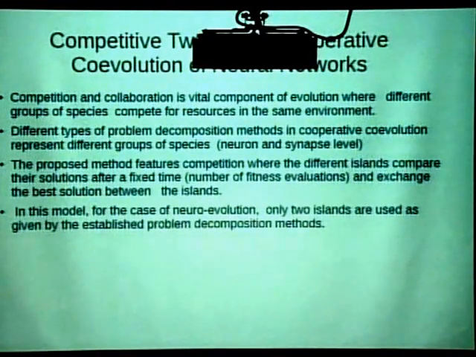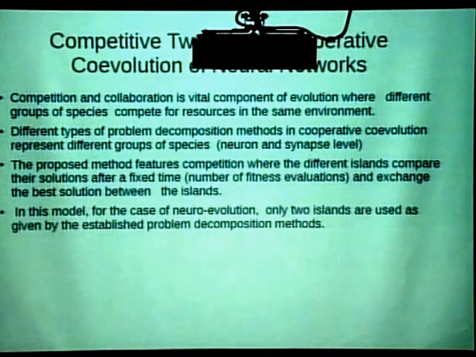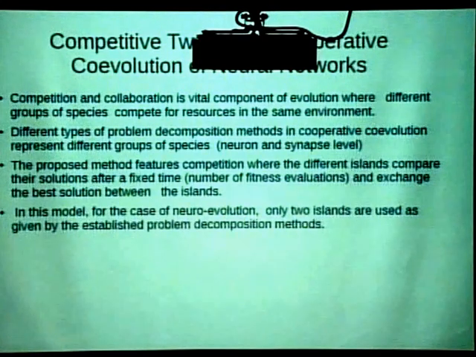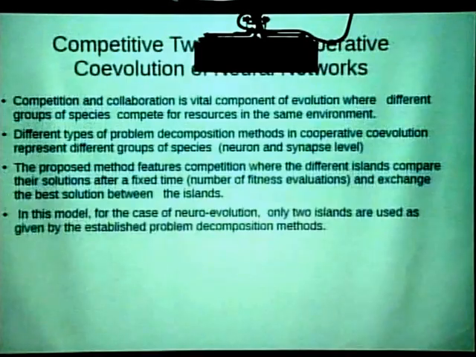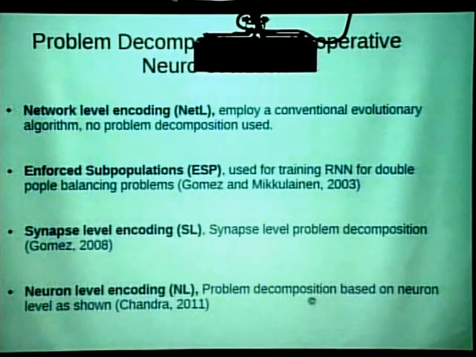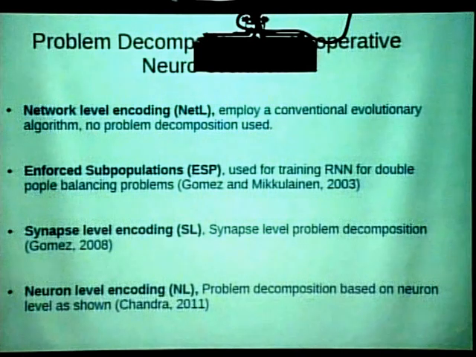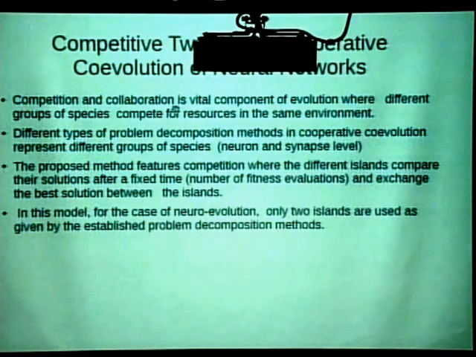Recently, since I joined USP about 2.5 years ago, I began work as soon as I joined on competitive island-based cooperative coevolution. So this is basically the work done at USP during the 2.5-year period. During my PhD, I developed an algorithm that during the evolutionary process switches from one subpopulation to another. It would start from synapse level, then go to neuron level, and then finally to network level. That was one of the major contributions of my PhD.